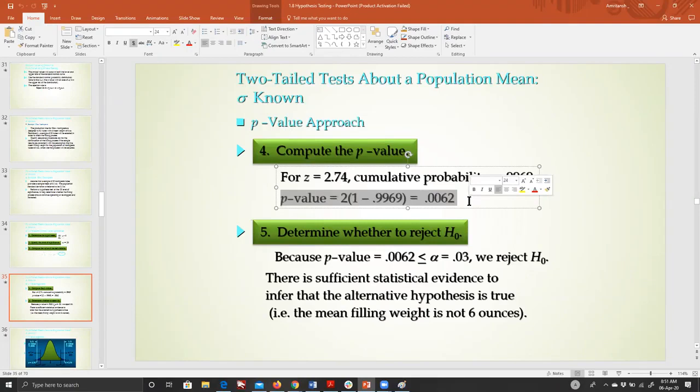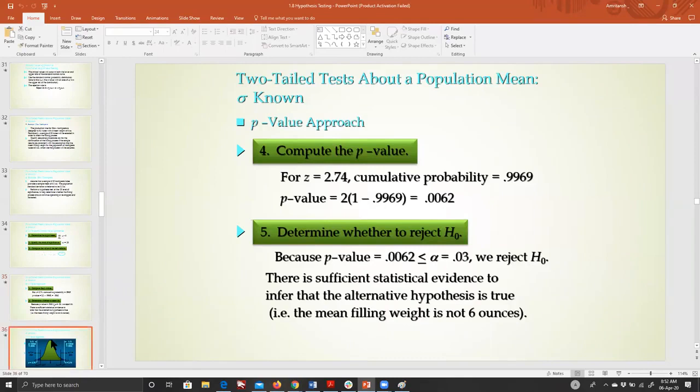Yes. Okay, because it's double tail. Now the rejection rule remains the exact same. P-value 0.0062 is less than or equal to alpha, that is 0.03, so we reject H naught. There is sufficient statistical evidence to infer that the alternative hypothesis is true. That means the mean filling weight is not 6 ounces. Okay, so it will look something like this, guys.